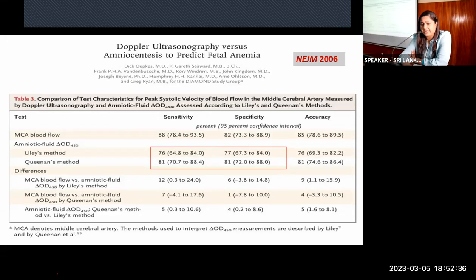And when this was compared with the amniotic fluid optical density, the Liley method had a sensitivity of 76 and a specificity of 77, while the Queenan method was 81 for both. So the Doppler measurement of the peak velocity of the systolic blood flow in the middle cerebral artery can safely replace, that was the conclusion from this study, invasive testing in the management of RH alloimmunized pregnancies.